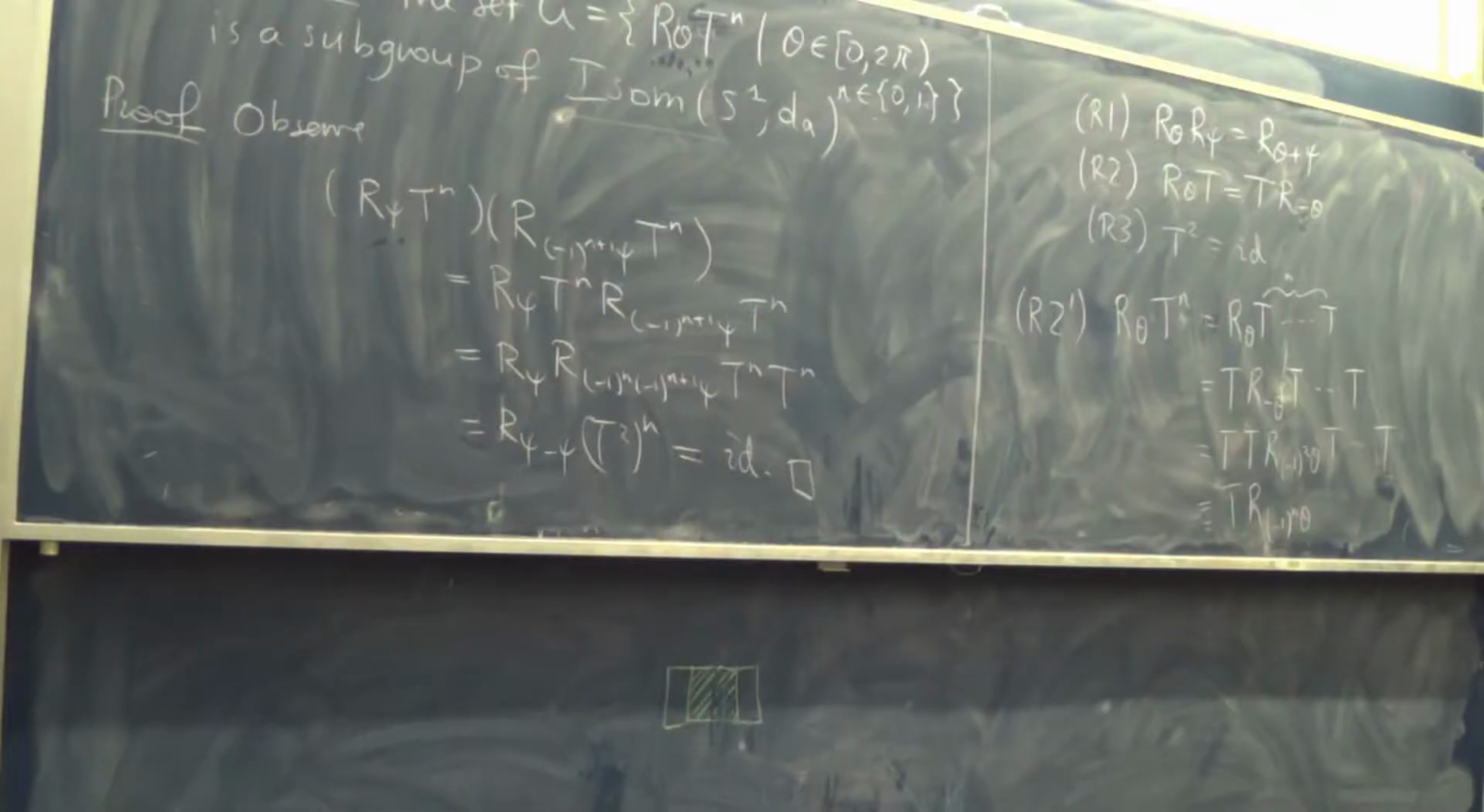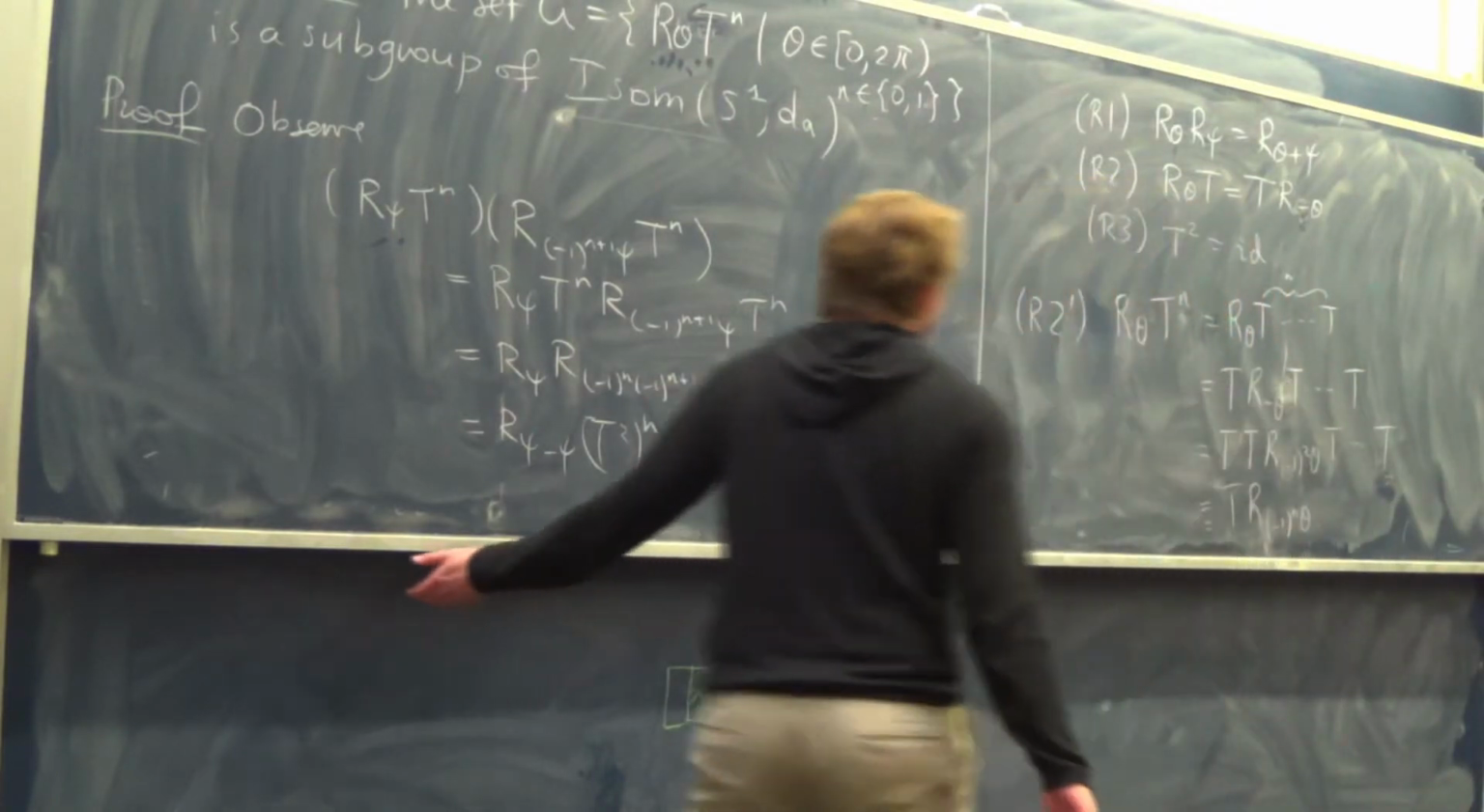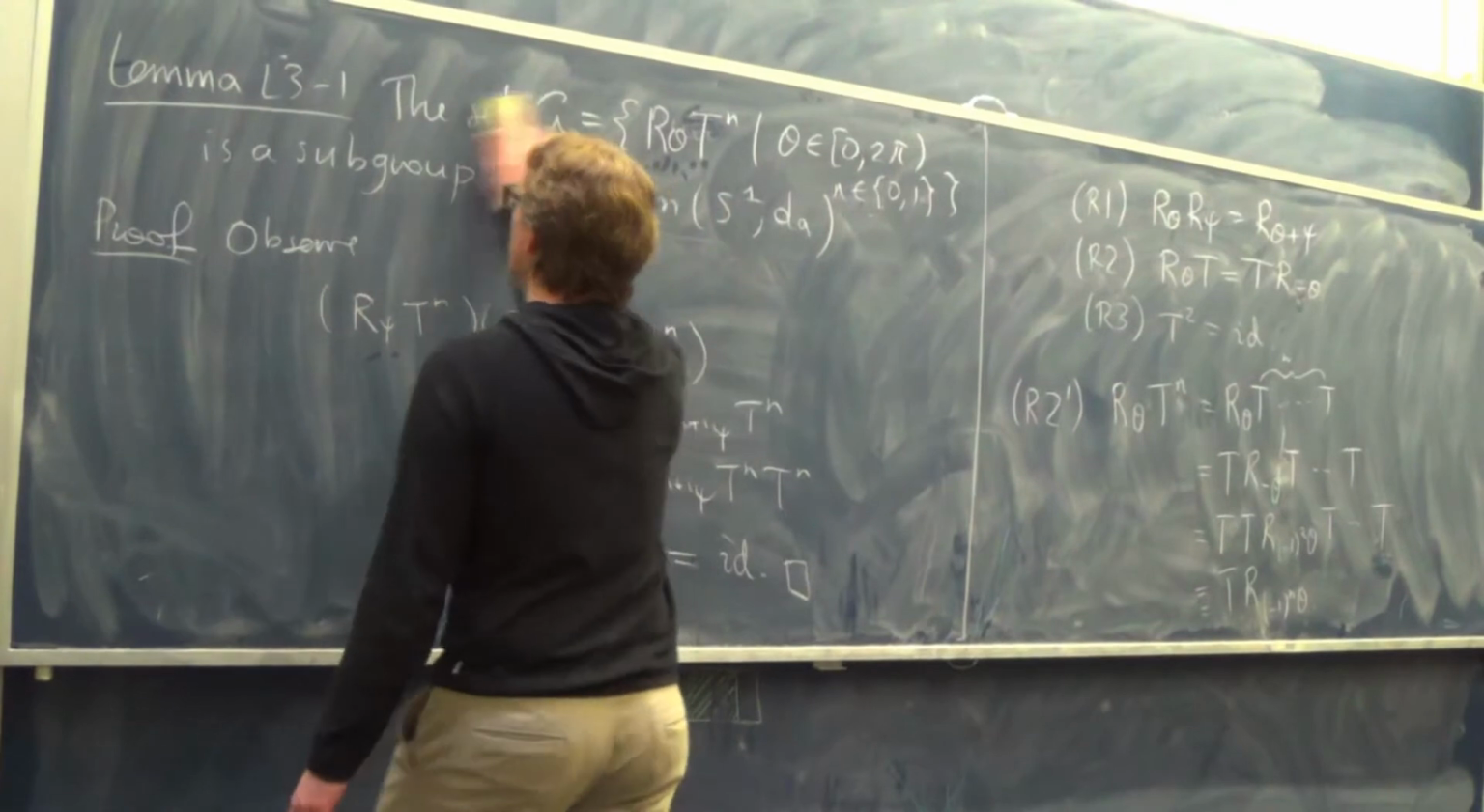So I'm trying to prove that F of V is equal to A times V for all V. Now let me deduce one thing, second claim from that first claim.